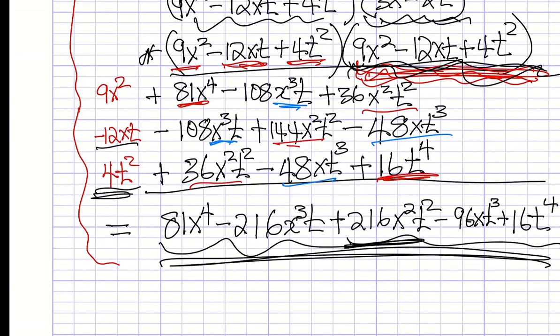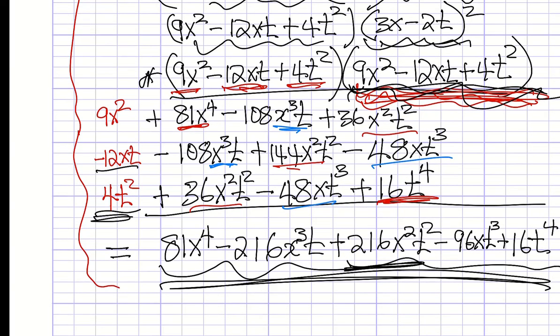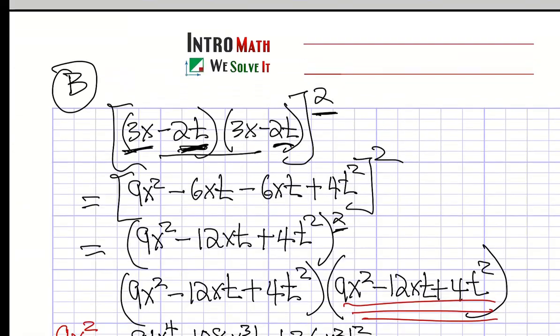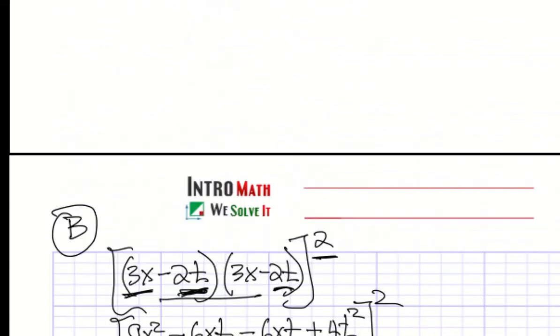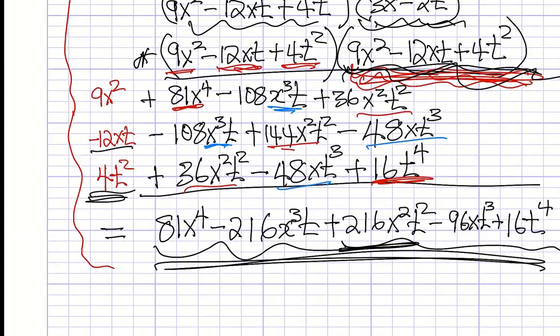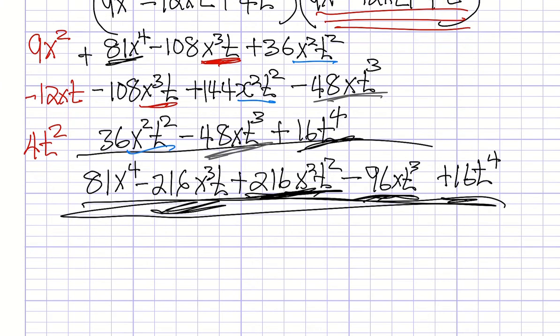Now what is the next one? Negative 96x raised to the power 1, t raised to the power 3. See? Okay, and then what is the last one? 16t raised to the power 4. You see that, right? So we did it right. We are champions. Yeah, but it took us time. But anyway, we did that.